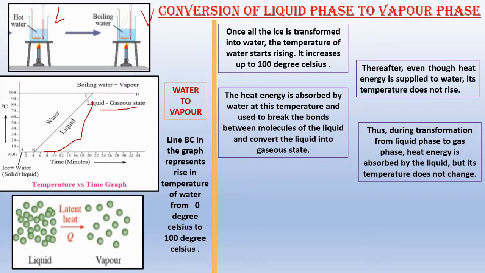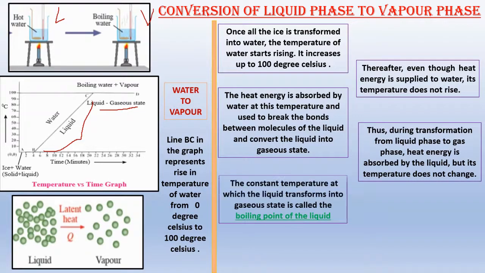So thus during transformation from liquid phase to gas phase, heat energy is absorbed by the liquid, right? We are supplying the heat energy even when the water reaches 100 degrees centigrade. So over here this heat energy is absorbed by the molecules, and this heat energy is used to break the bonds of the liquid phase, and that is why they are getting converted into gaseous phase. But here the temperature doesn't rise. The temperature is constant, that is 100 degrees centigrade.